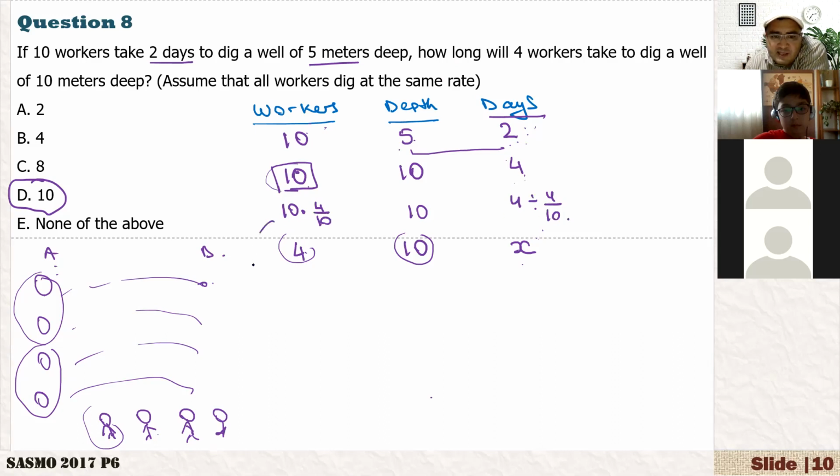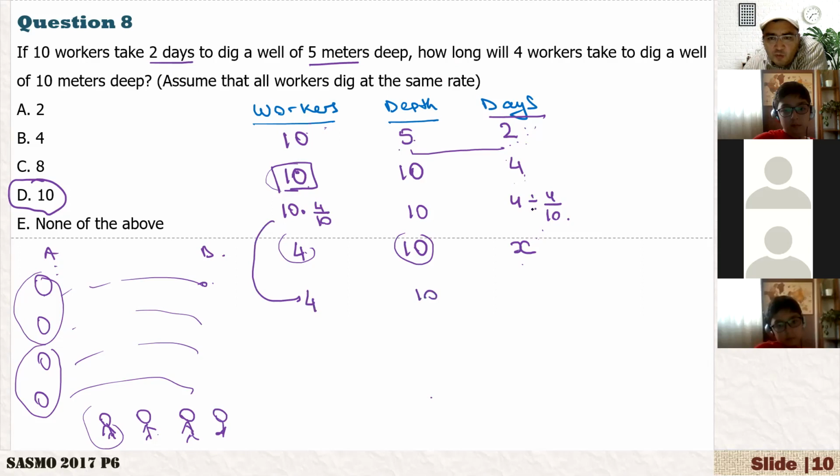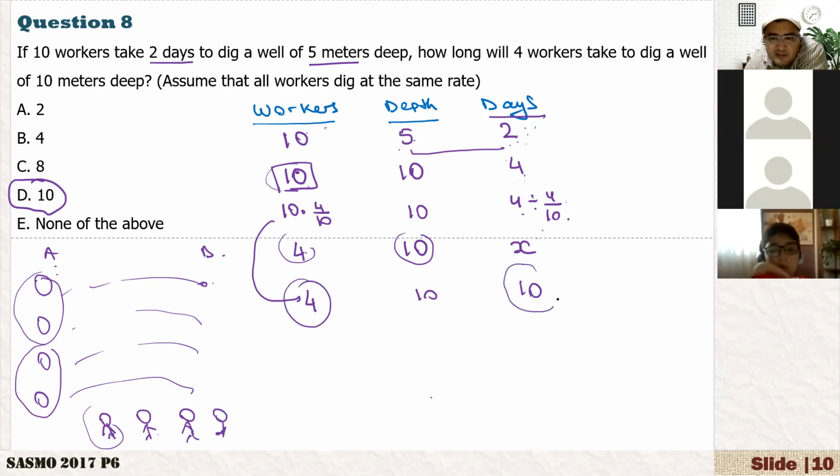So now what is 10 times 4 over 10? That's equal to 4. And here we have 10. What is 4 divided by 4 over 10? That's equal to 10. So that means that if 4 workers work together, it takes only 10 days to dig a well of 10 meters. Okay.